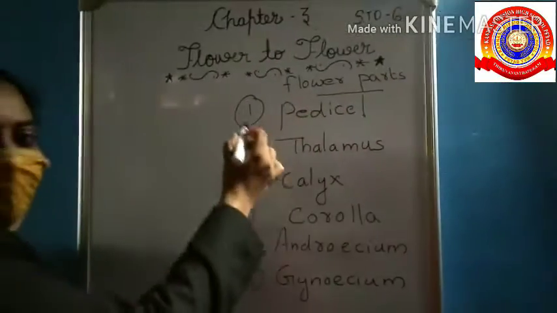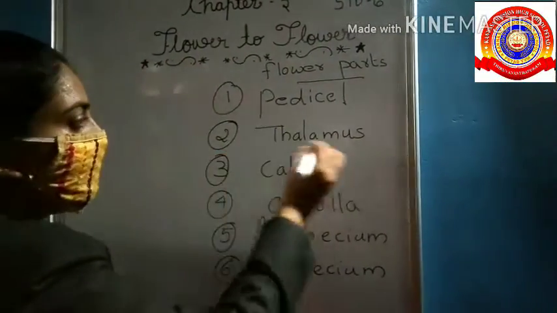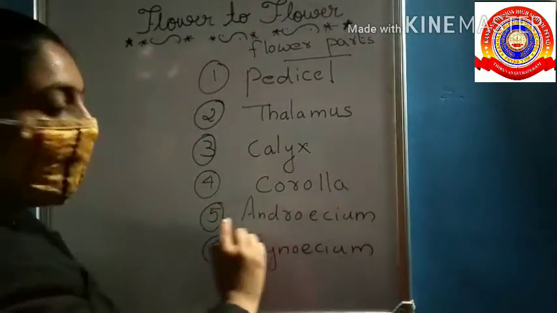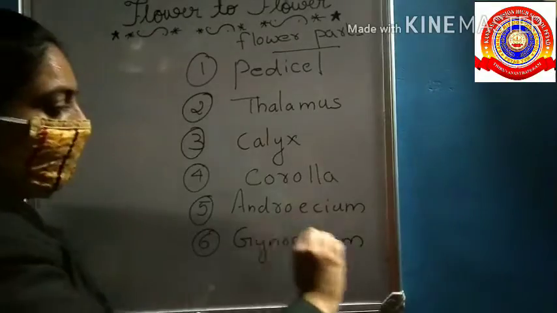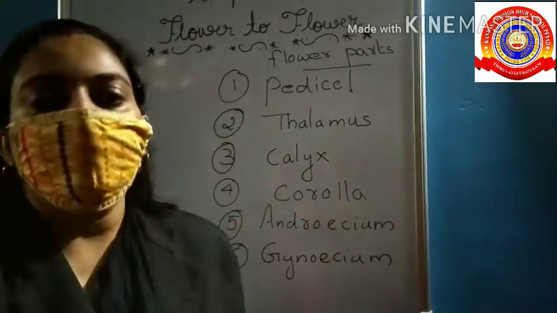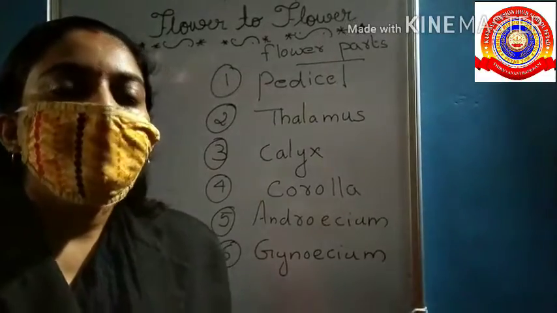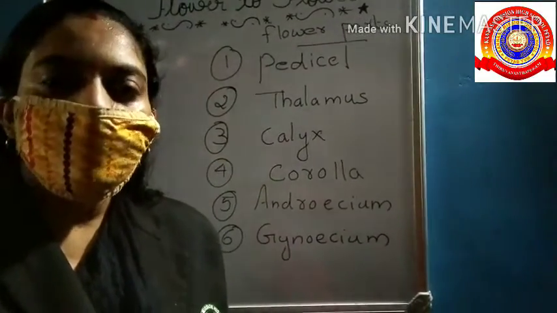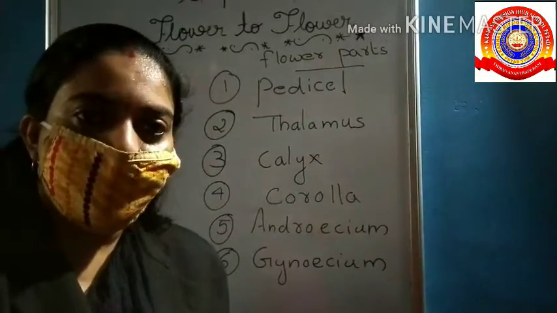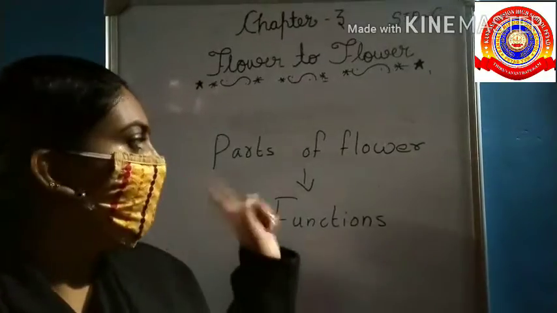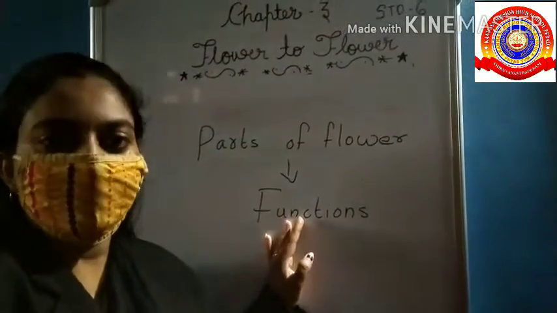So, first one is the pedicel, second one is thalamus, third one is calyx, fourth one is corolla, fifth one is androecium, and sixth one is gynoecium. These are the flower parts. And so we studied about the parts of a flower. The flower has 6 parts. Children, do you understand this? Okay children, next we have to study about the functions of these parts.